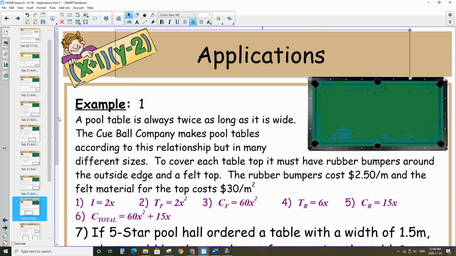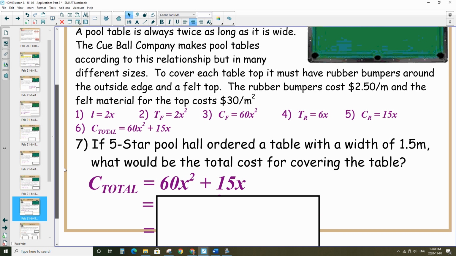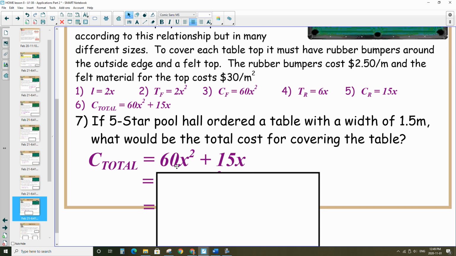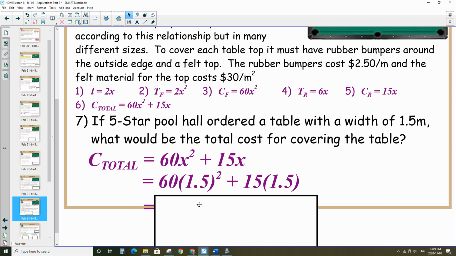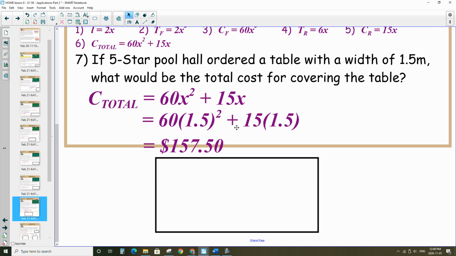in number 7, now we're being asked what it is going to cost to cover that pool table for the rubber and the felt if it has a width of 1.5 meters. There's my expression from question 6. Now I'm going to replace my x with the 1.5. Remember BEDMAS, you need to square the 1.5 first and then multiply it by 60. And then also multiply 15 times 1.5.